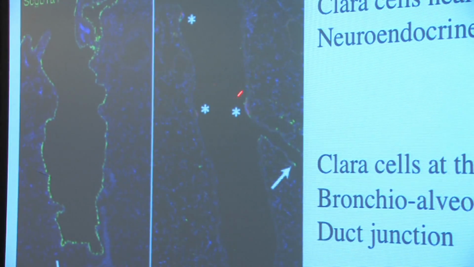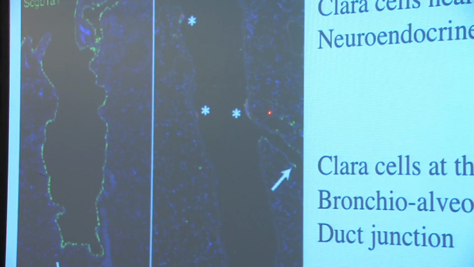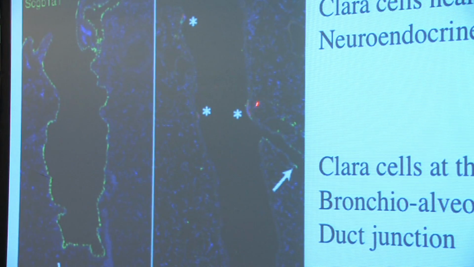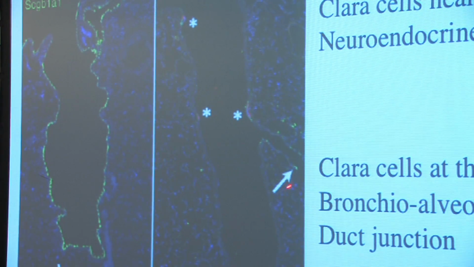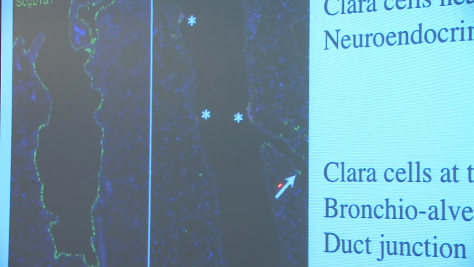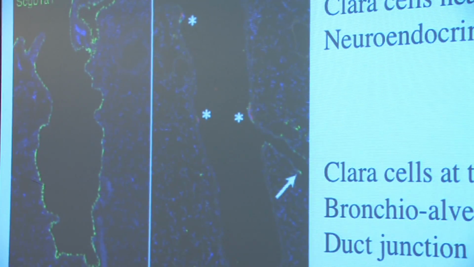And there are also some, which may be hard for you to appreciate in this tiny image, cells here near the red staining cells that are also resistant. And the red cells here are those neuroendocrine cells that I mentioned. And so there seem to be two regions where naphthalene-resistant cells reside, either near neuroendocrine cells or here at the end of the terminal bronchial. Now, this area is also referred to as the bronchial alveolar duct junction. That's because this is the last portion of the bronchial before it opens up into the alveolar space.